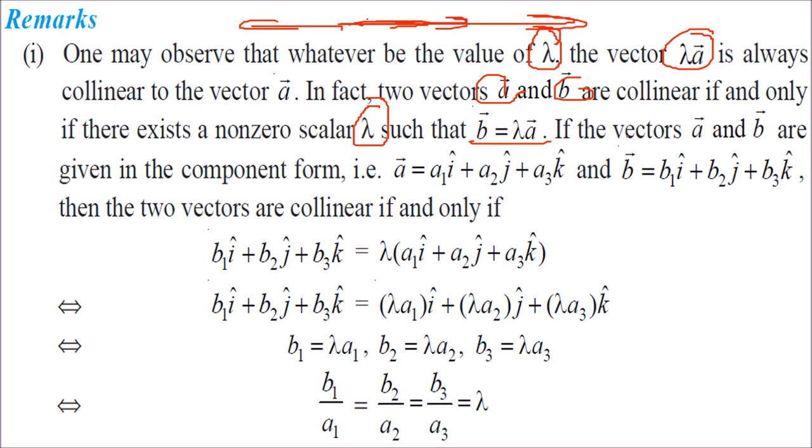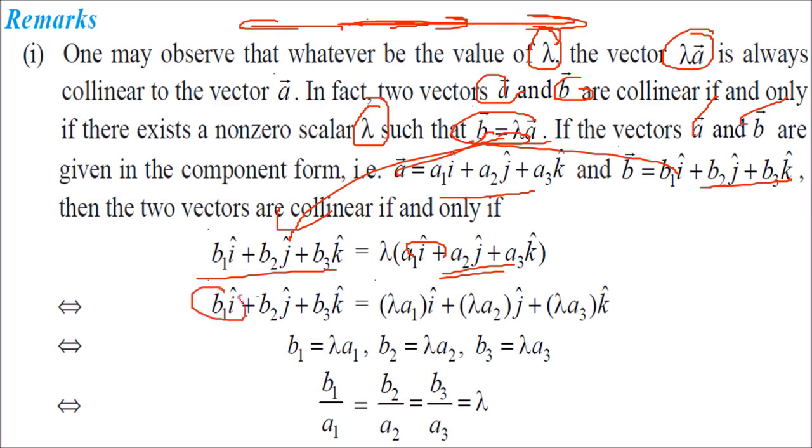Okay, just take an example. If A and B are in component form like this, we can write B here and A here. So B1i plus B2j plus B3k will be equal to lambda times this A term. Now just multiply lambda inside and equate B1 equal to lambda A1, B2 equal to lambda A2, and B3 equal to lambda A3. So this is nothing but B1 by A1 is equal to B2 by A2 is equal to B3 by A3 is equal to lambda.